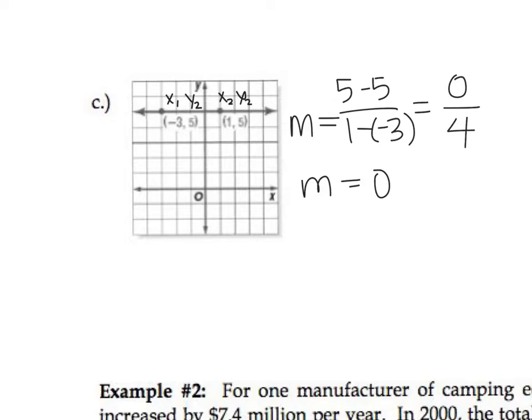So remember, we are allowed to take 0 and divide it by a number, but we're not allowed to take a number and divide it by 0. So 0 divided by 4 is an okay division to do, and it does give us 0 as the answer, which means the slope is 0.